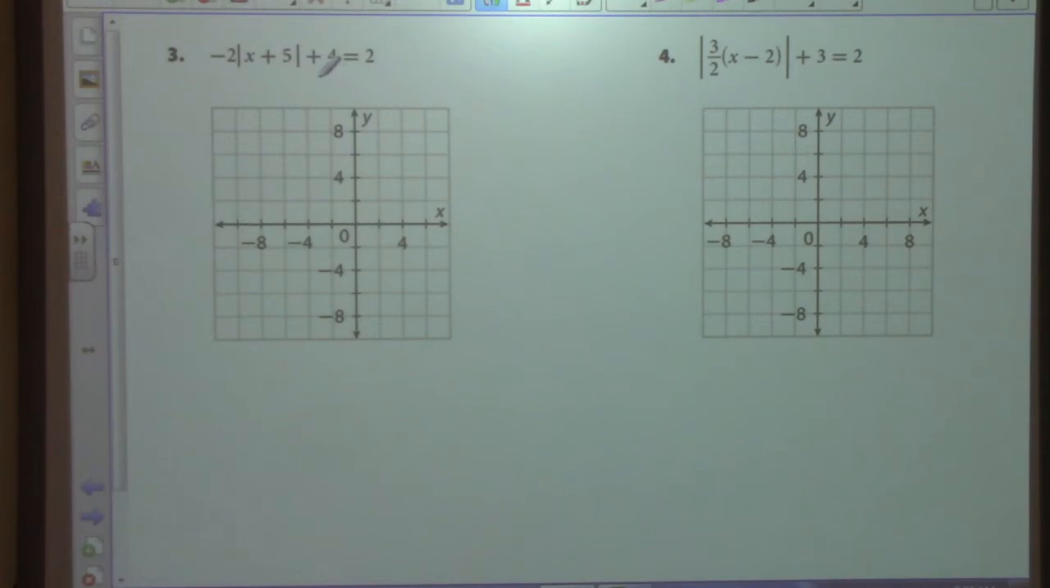And now for number 3, if we subtract 4, what do we get? -2. Well, we're going to graph the whole thing. That's solving algebraically. I'm kind of working ahead, so let's just do this first thing here. So our vertex is what? -5, 4. So we have -5, 4, someplace like this.